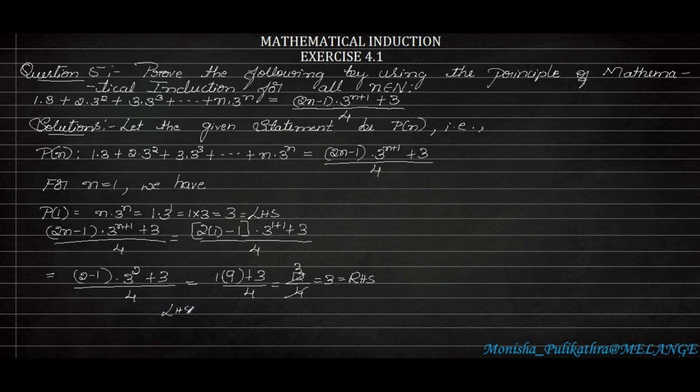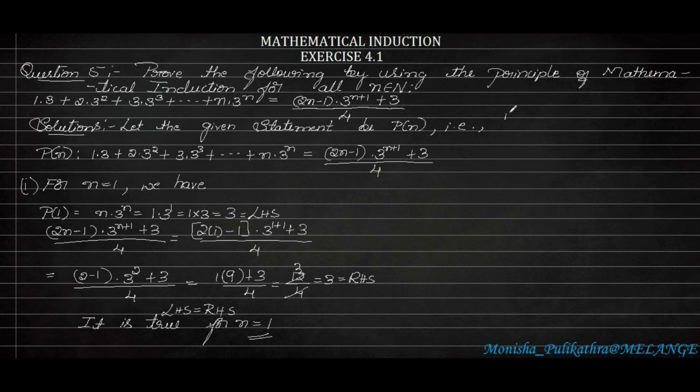Since LHS is equal to RHS, it is true. It is true for n is equal to 1. So for n is equal to 1, p of n will be true. So this is the first method of doing the first step. First, we equate the whole question to p of n. Next, for the n, we substitute 1. So this is the second step.